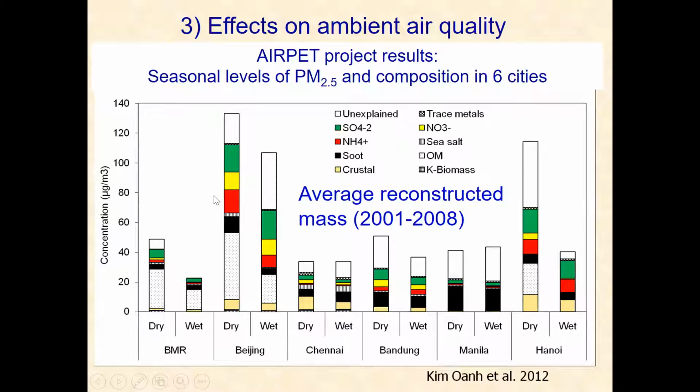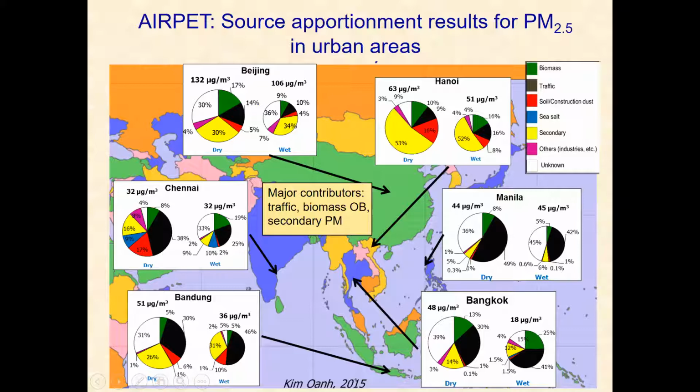We found very high levels in Beijing during both dry and wet seasons. This is the PM2.5, and the different colors show the composition: black is soot, dotted is organic matter, and we also have nitrate, sulfate, etc. So this is PM2.5 and composition data. It's very important for us because we can use it for source apportionment study using a receptor model.